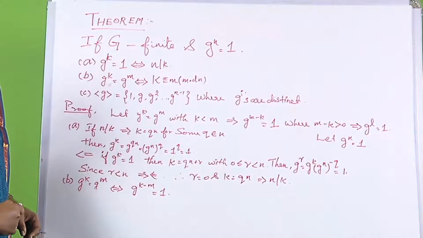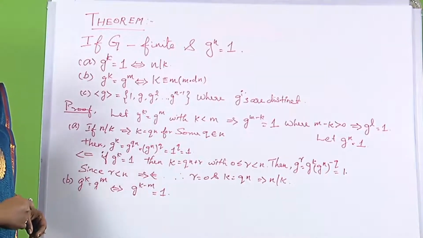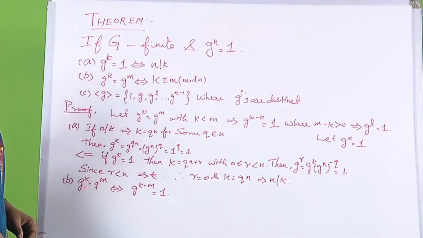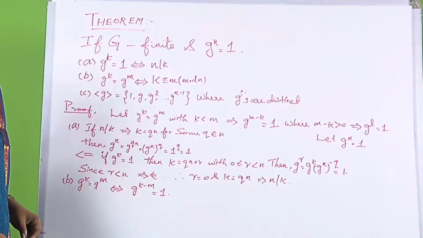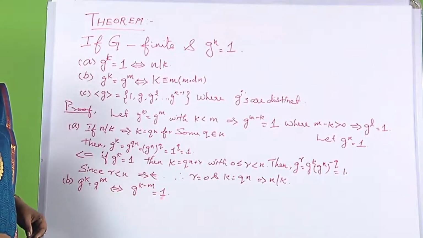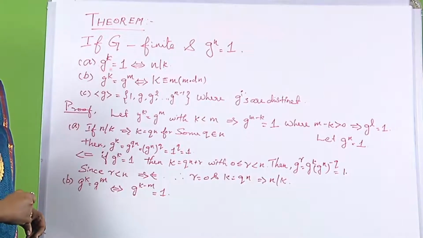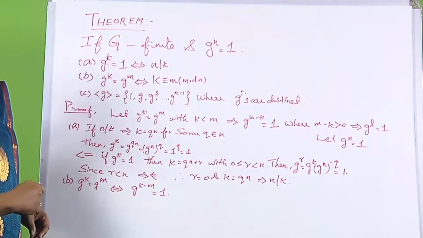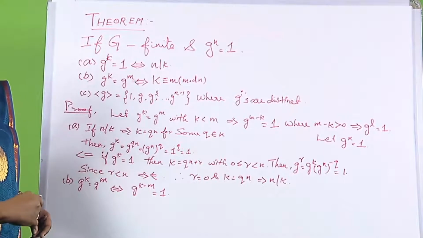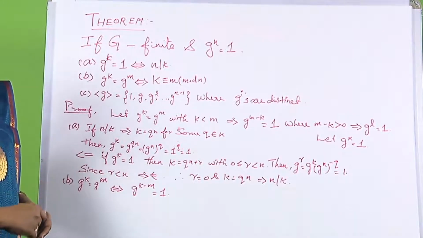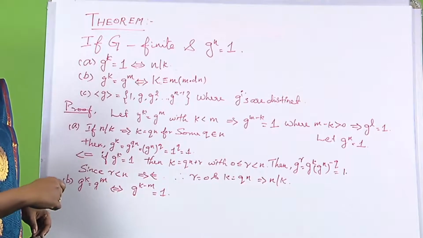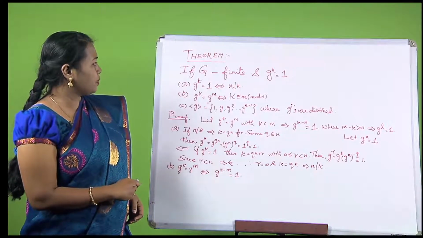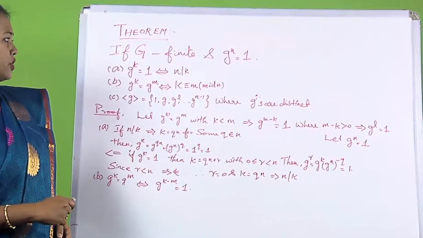Now, coming to point B, if we have g power k is equal to g power m, then k is congruent to m mod n. Now, all we have to do is take g power k is equal to g power m, and from this we can write g power k minus m is equal to 1, and now we know that from point A, g power k is equal to 1 if and only if n divides k. So, similarly applying point A here, this is true if and only if n divides k minus m. Now, we prove point number B, which is g power k is equal to g power m if and only if k is congruent to m mod n.